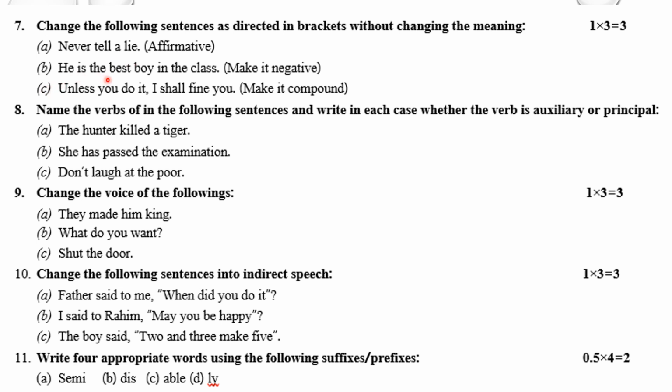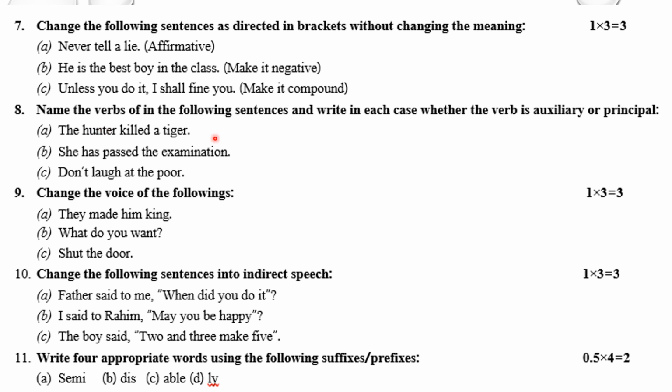B number. He is the best boy in the class. Make it negative. And what will be negative? There is no boy. Sorry, no other boy is as good as he in the class. It is the negative form of B number question. C number, unless you do it, I shall fine you. Make it compound. And these are different kinds of rules and regulations you have to know to give the correct answer. Okay. Number 8.